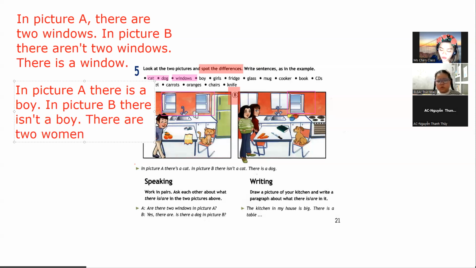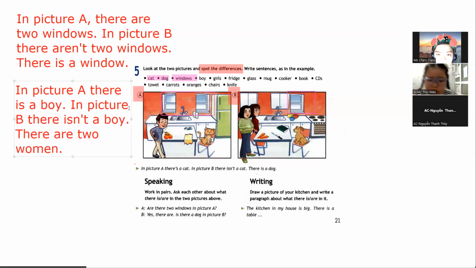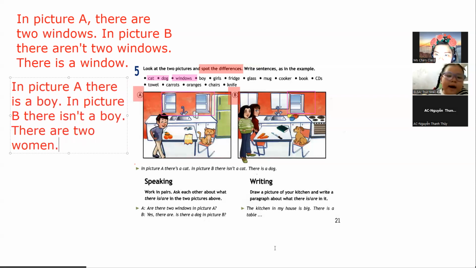What else can you look for their difference? In picture A, there is a fridge. In picture B, there isn't a fridge. There is a glass. There is this one right there. We call that a cooker. This is where we cook. There is a cooker.